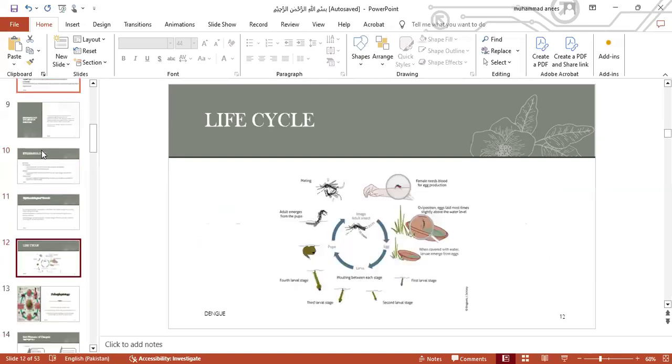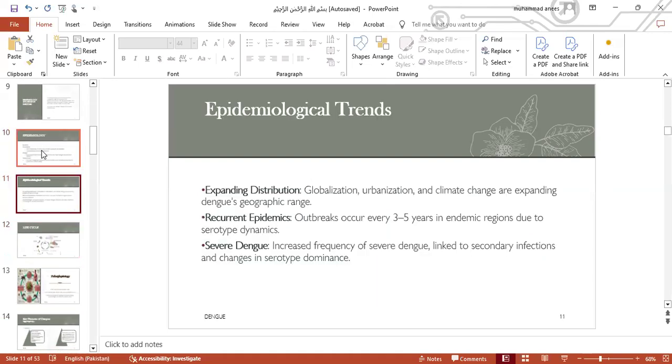Now, the epidemiological trends: an expanding distribution with recurrent epidemics, and there are reports of severe dengue cases. The expanding distribution is occurring by means of globalization, urbanization, and climate change, which are expanding dengue's geographic range recently. Recurrent epidemics: outbreaks occur every 3 to 5 years in endemic regions due to serotype dynamics. Severe dengue: the increased frequency of severe dengue is linked to secondary infections and changes in serotype dominance.